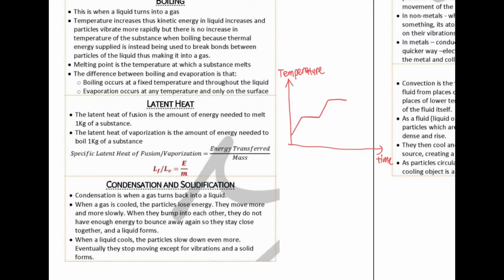Now during this horizontal part of the line, what happened is the liquid boils. Then at the end, when it finishes boiling, it becomes gas. The gas increases in temperature. So solid plus liquid plus gas, and then gas. I call this 1, 2, 3, 4, 5.